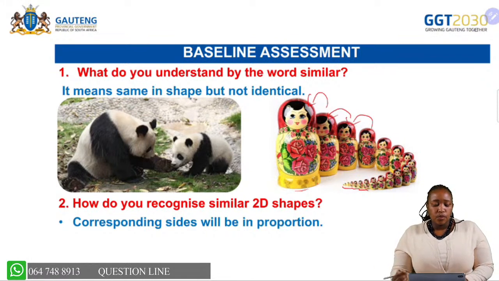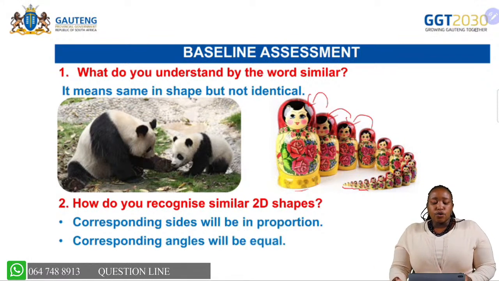Okay, right, and then you also would check if your corresponding angles are equal. So sometimes the triangles will have two different sizes, but they will have equal angles. So just check those two and then you know that the shapes are similar.